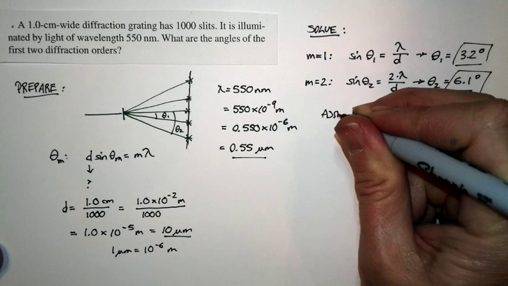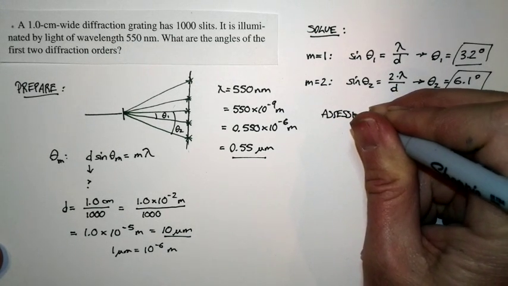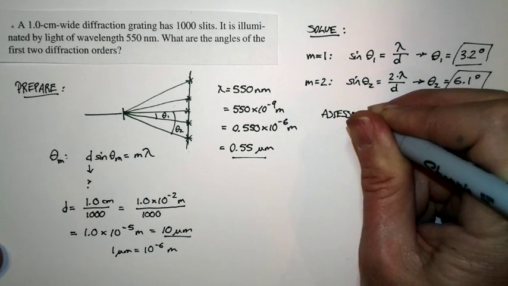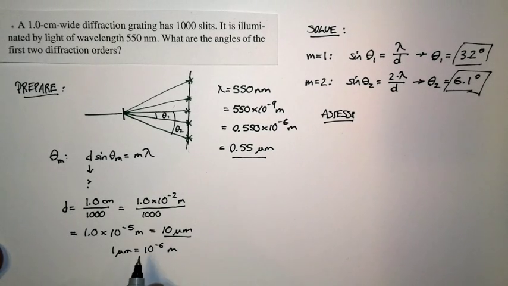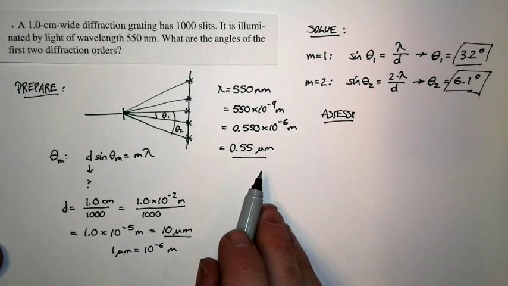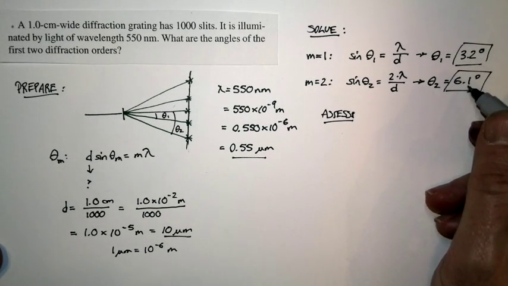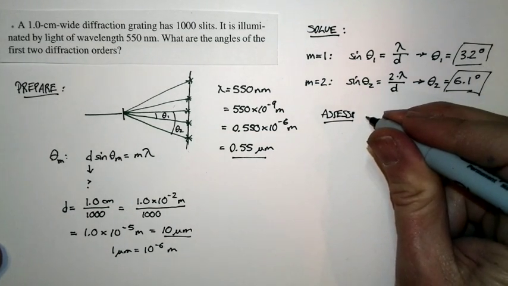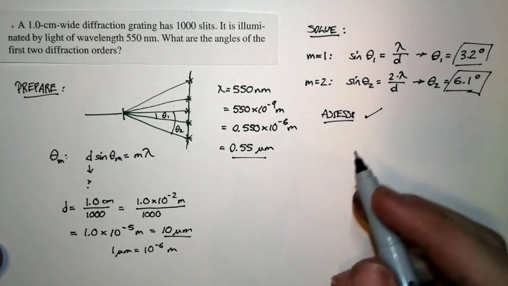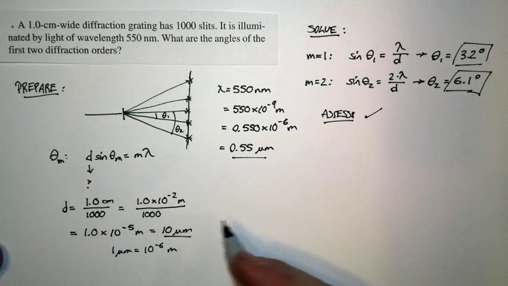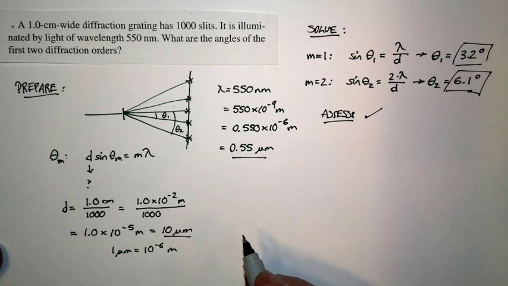My assessment is this. We said, given that the slit spacing is big compared to the wavelength, we expect these angles to be small, and these angles are small. They're just a few degrees, and so our net result matches what we understand about how the world works, and so everything's good.